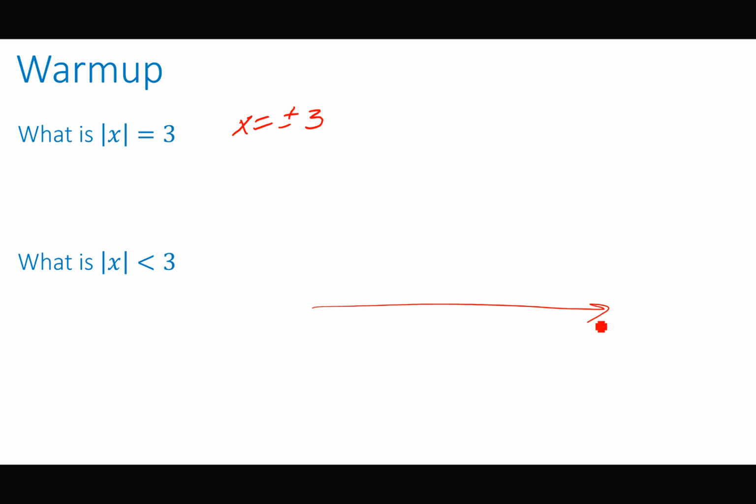So let's think of it on a number line. What happens if I chose, and here's my 0, what happens if I chose 3? Would that be true? If I put a 3 in there, would that be less than 3? Nope. So let's put that as an open circle. What about if I did negative 3? Negative 3 would turn into a positive 3. Nope, that's not less than 3.